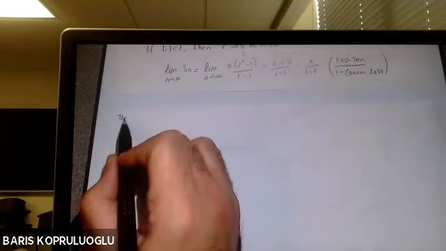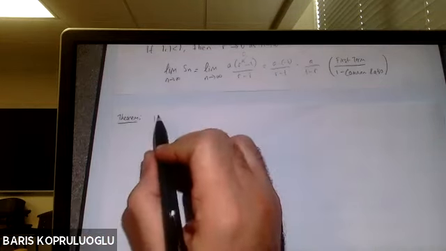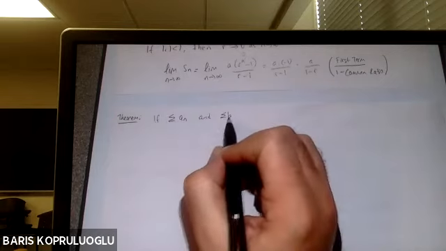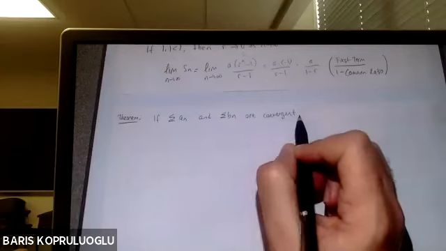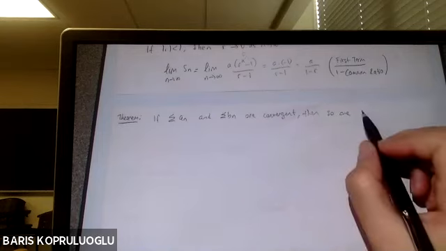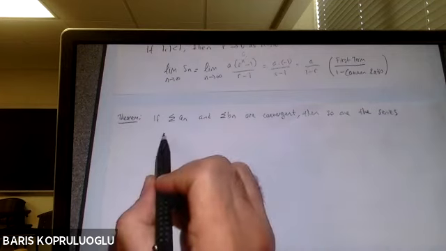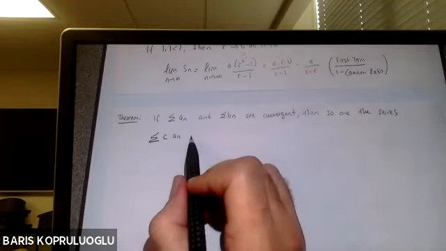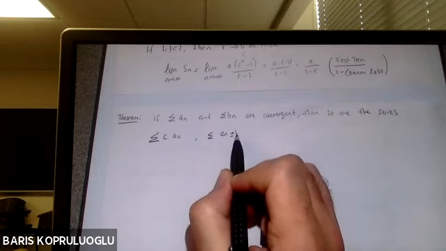We have a small theorem to solve the next example. If you have two series, an and bn, and if both of them are convergent, and so are the series constant times one of the series, or the sum or the difference of the two series.